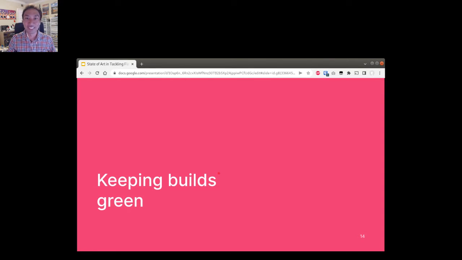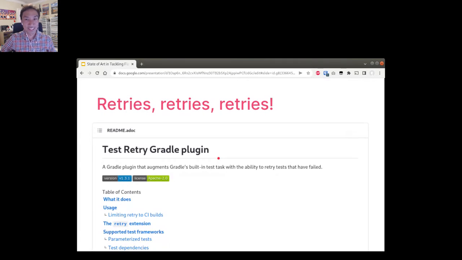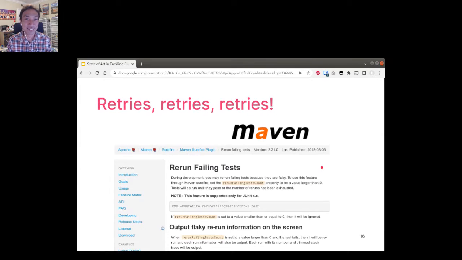I'll start with the easy one, keeping the builds green. By far the most common thing, and I'm sure many of you are already doing this today, is just retries. If you fail, just accept that the tests are going to fail from flakiness from time to time, and just run it once more to see if it works. This one is a Gradle plugin. Every build tool under the sun has some capabilities like that. But interestingly, the same idea of retry does not stop there. These are what I call the smallest retry loop, very close to the test case. It happens immediately, usually invisible to developers.